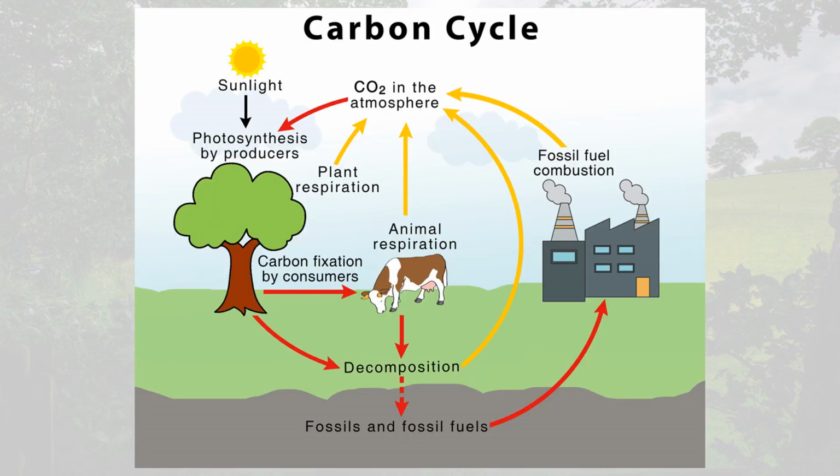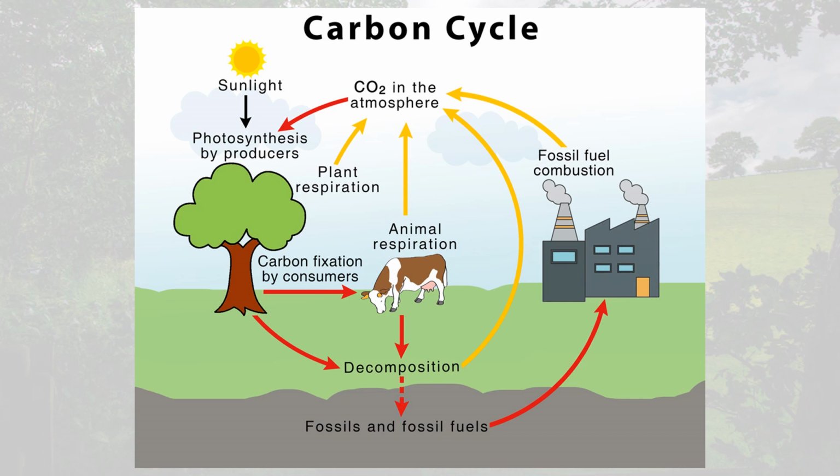In this slide, there is a picture depicting the carbon cycle, where the carbon in the atmosphere is sequestered and stored and used by plants by the process of photosynthesis in the presence of sunlight. So the carbon dioxide is used up by the producers. Then carbon fixation is done by consumers when they consume this.